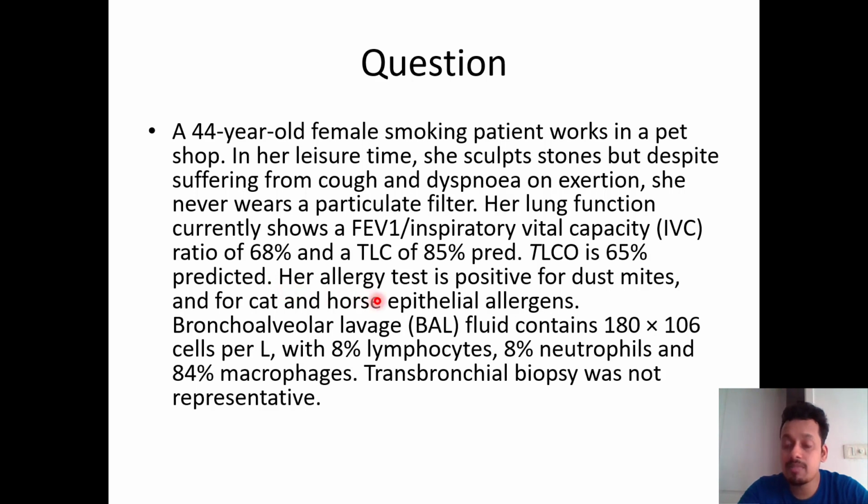Her allergy test is positive for dust mites and for cat and horse epithelial allergens. Her bronchoalveolar lavage fluid contains enough cells with 84% macrophages. Transbronchial biopsy was not representative. So a pet shop is there, she is a smoker, she has dyspnea and 84% macrophages and an allergen test positivity.